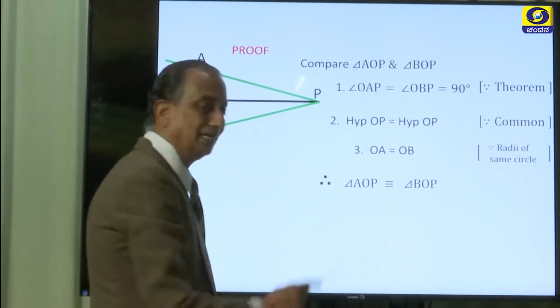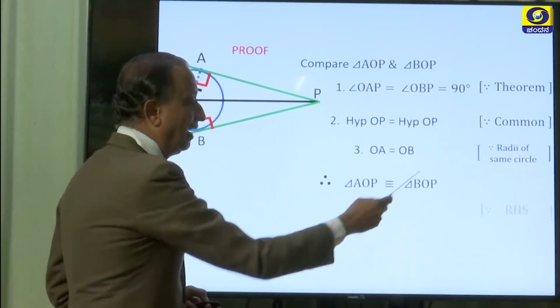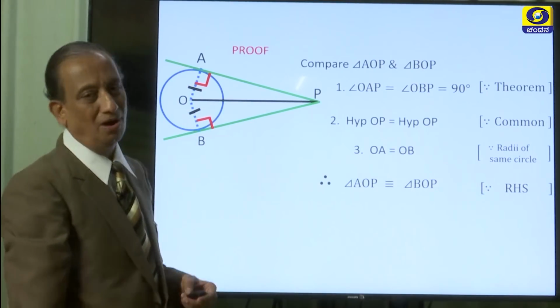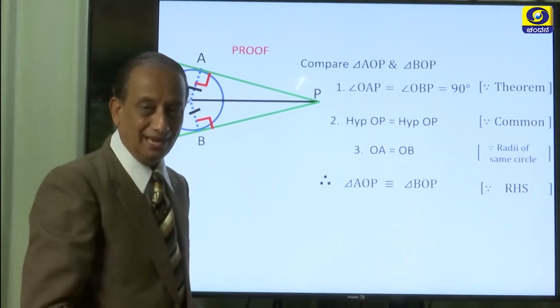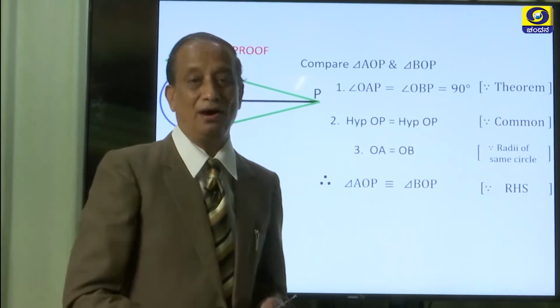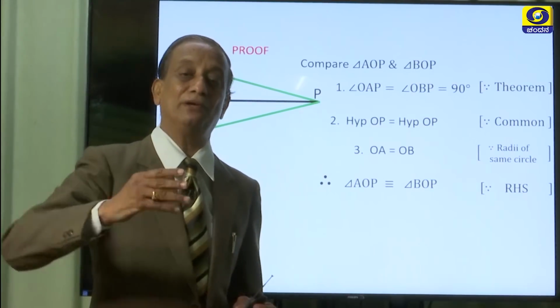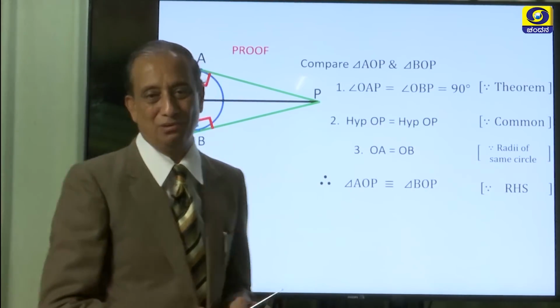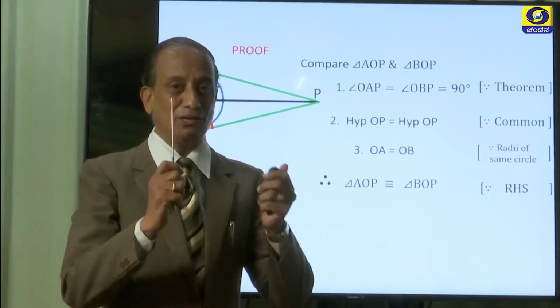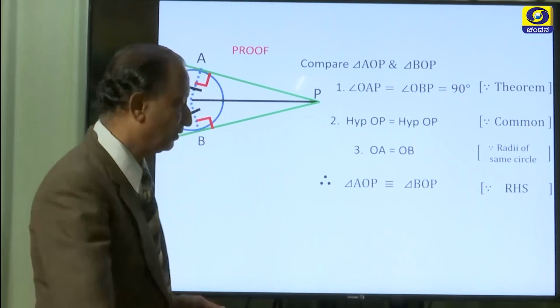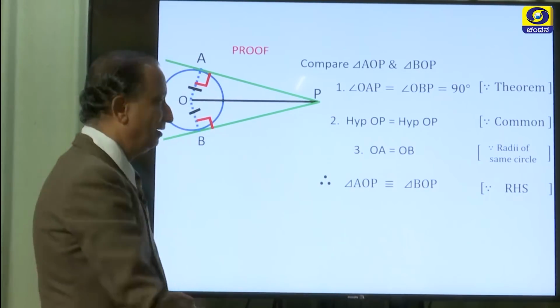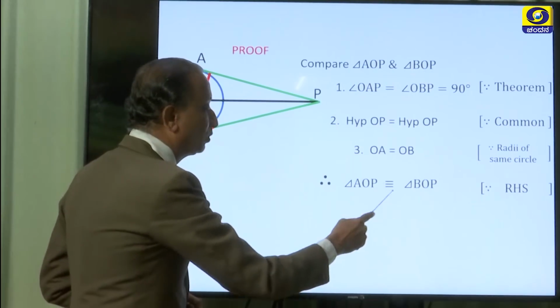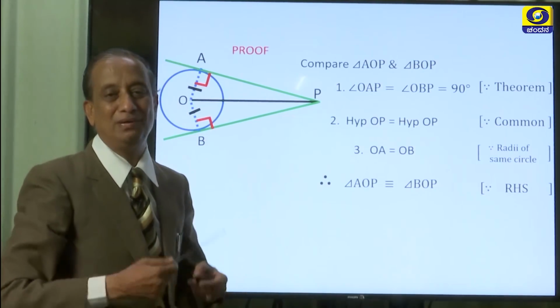In such a case, you need to use this, and it is all because of the RHS theorem. So, if the right angle, hypotenuse and a side are respectively equal to the right angle, hypotenuse and a corresponding side, then those two right angle triangles are said to be congruent. This we have proved in fact in 9th standard. So, using that criterion we could show that those two right angle triangles are congruent.